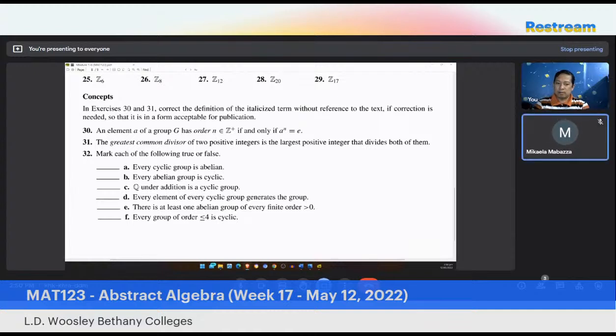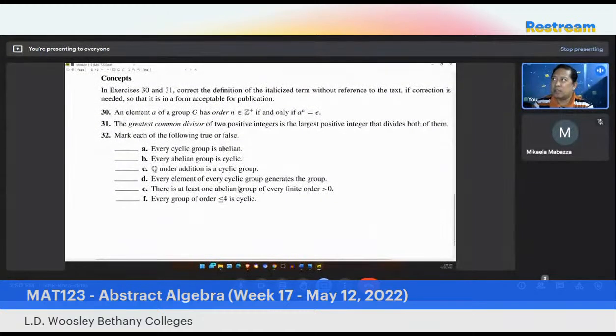True po. What's your answer? Kindly. True po. Okay, true. That's correct. Now, its definition is correct. The greatest common divisor of two positive integers is the largest positive integer that divides both of them. Okay, so that's a true statement. Now this time, again, true or false, starting with the letter A.